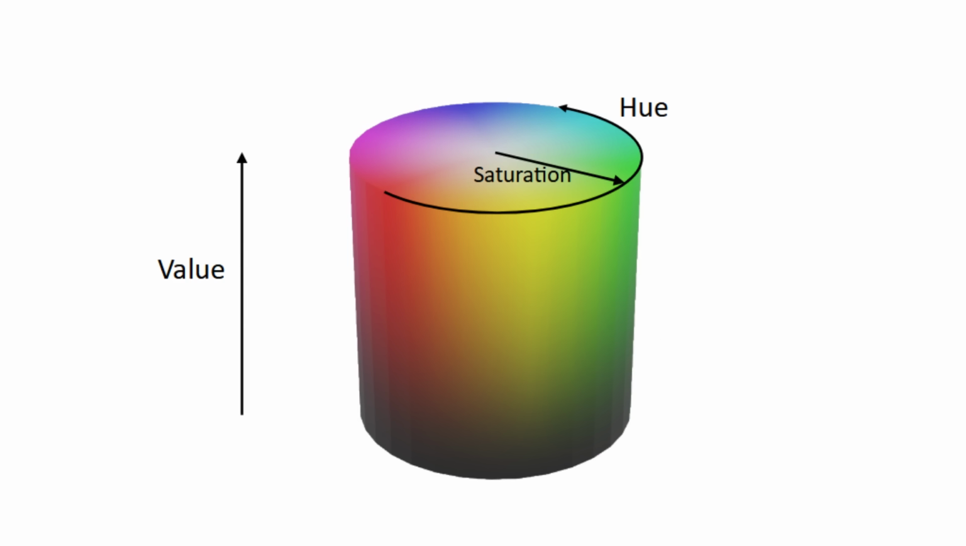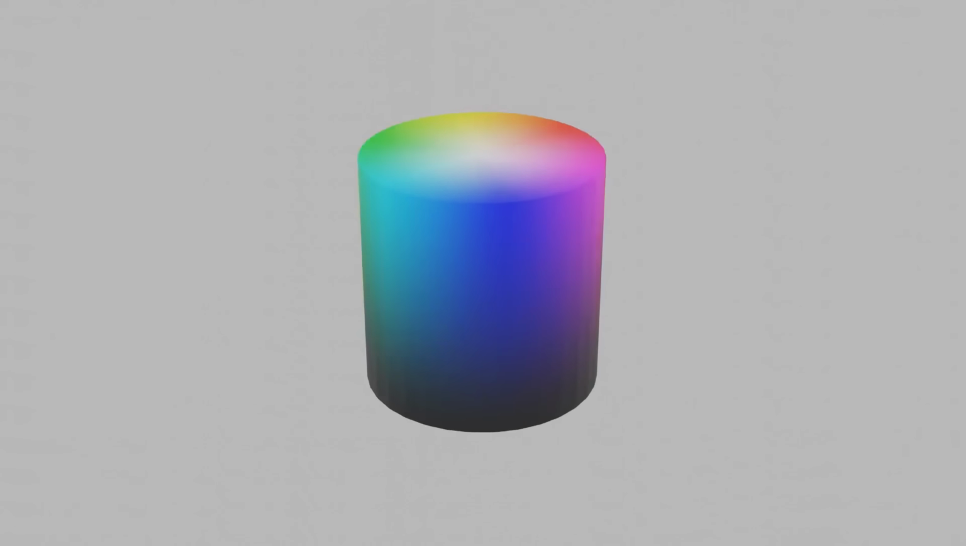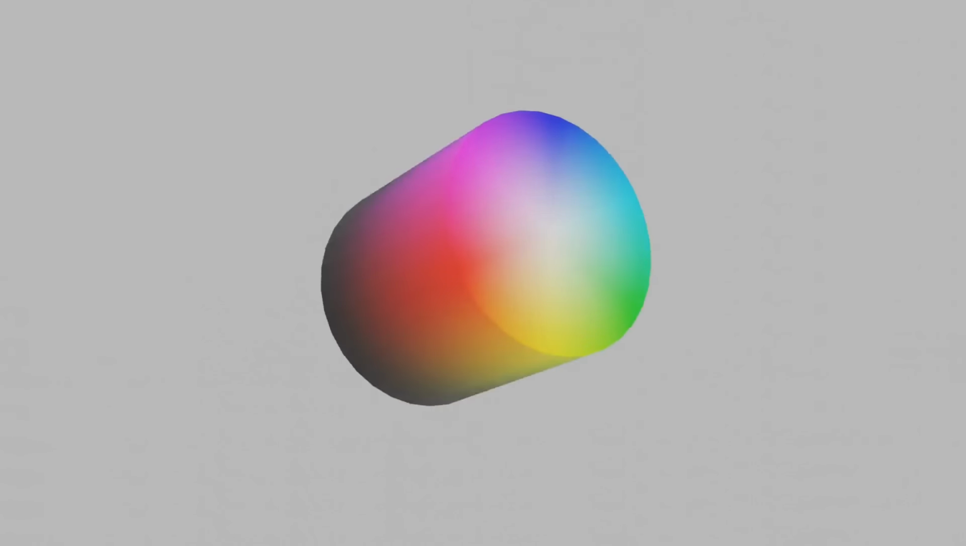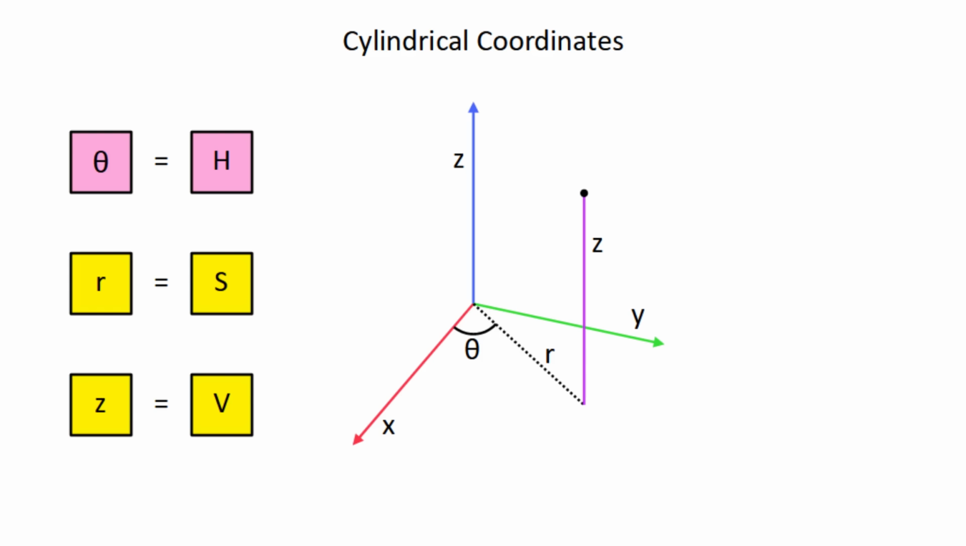But you might notice something. The top face has many different colors, while the bottom face is all black. So it makes sense that it should end at a single point, and we can achieve this by setting r equal to saturation times value. This gives us the HSV cone, which is my favorite way to arrange colors.